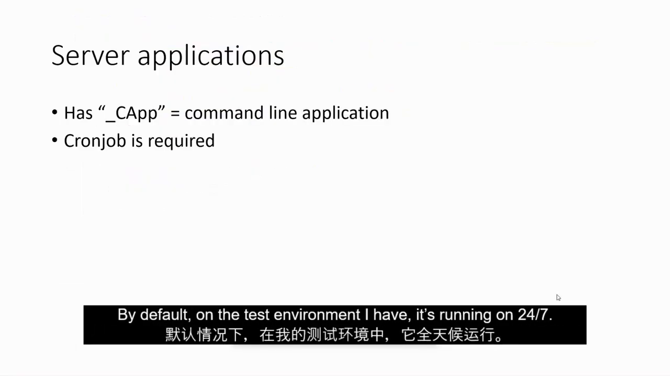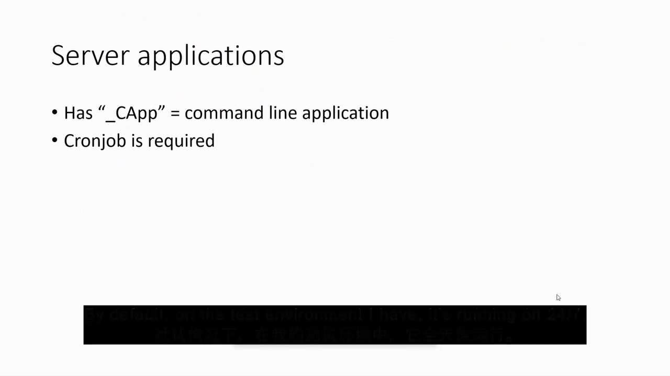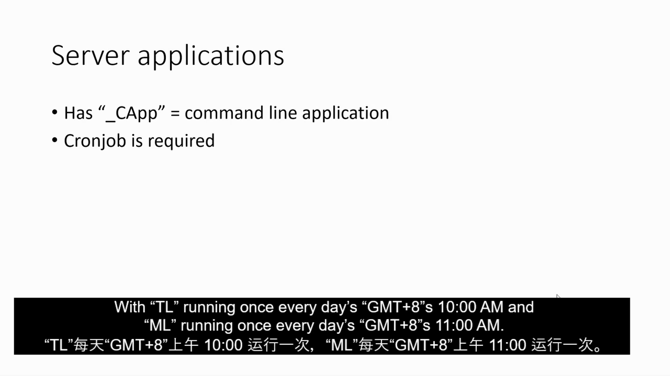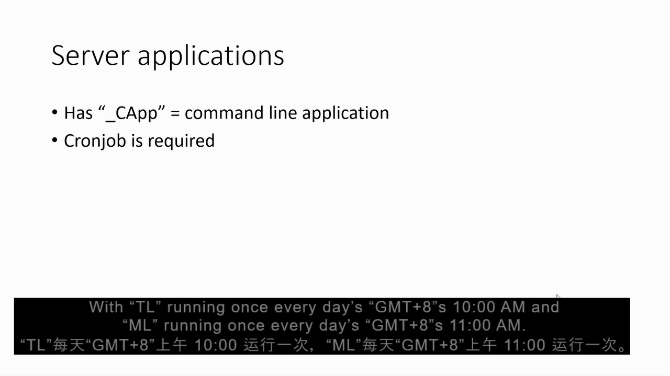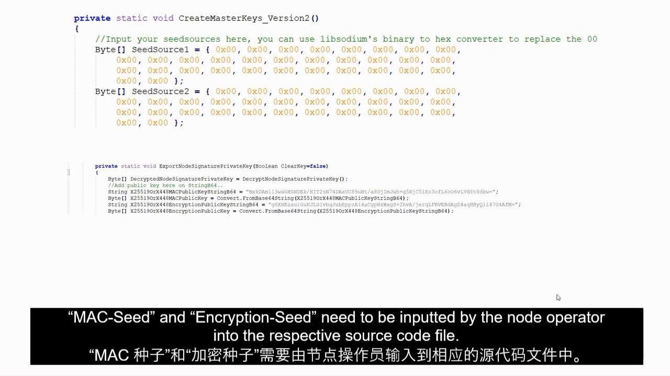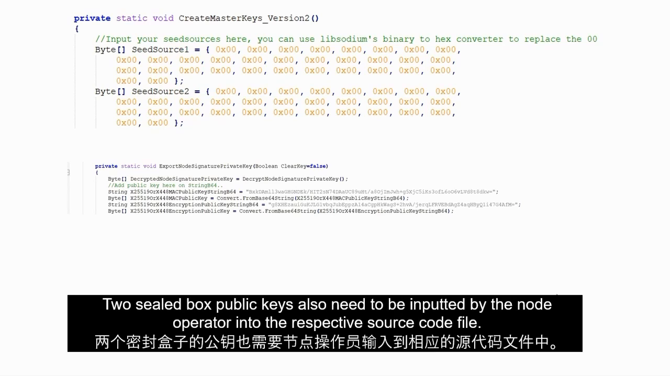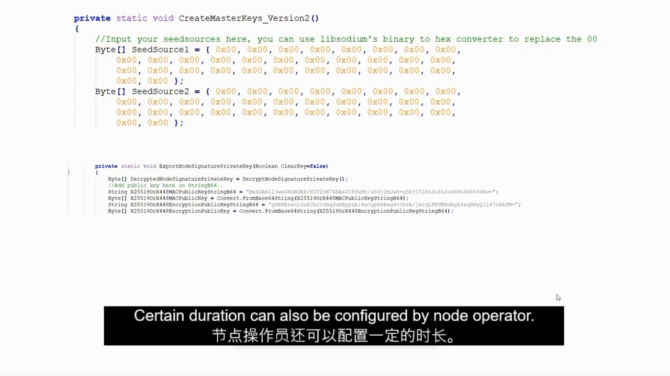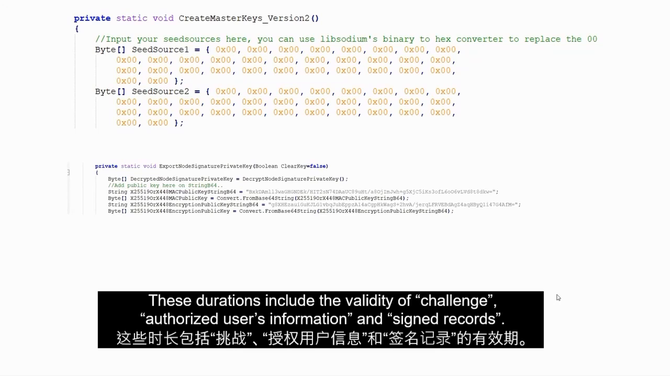By default, on the test environment I have, it is running 24/7 with TL running once every day at GMT plus X 10 AM and ML running once every day at GMT plus X 11 AM. It needs to have 4 pieces of data which are hard-coded by the node operator by default. The MSC seed and encryption seed need to be inputted by the node operator into the respective source code file. 2 sealed box public keys also need to be inputted by the node operator into the respective source code file. Some durations can also be configured by the node operator. These durations include the validity of challenge, authorized users information, and signed records.